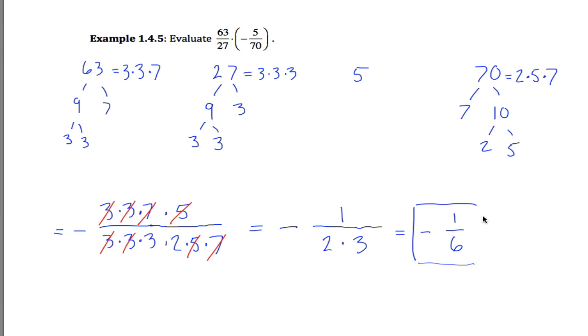So what we figured out in this example is that the product of 63/27 and negative 5/70 is just negative 1/6.